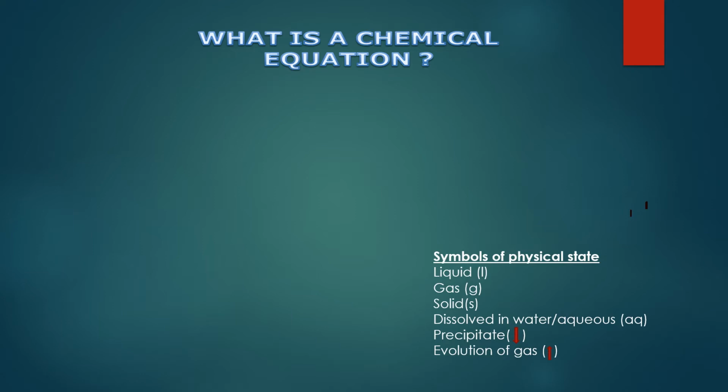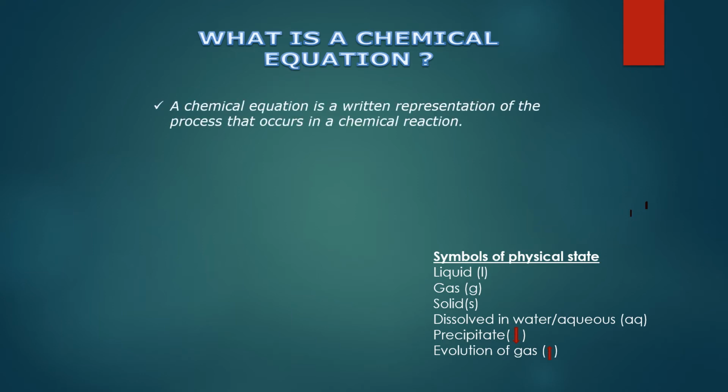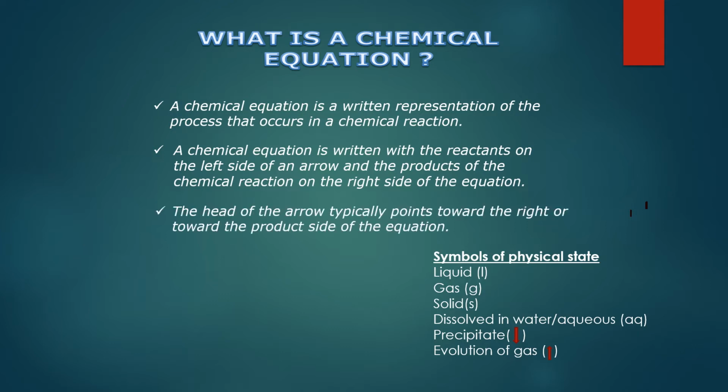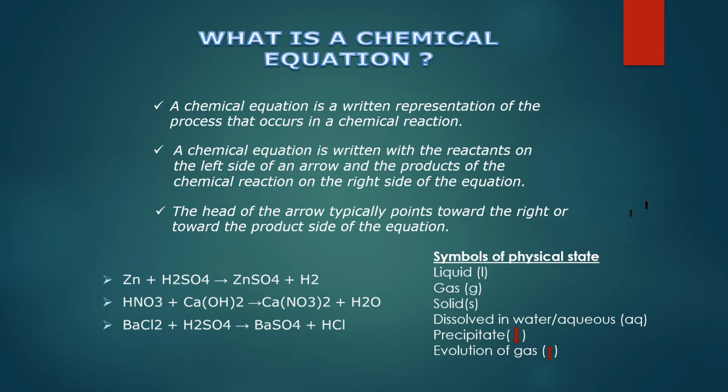Let us now look at what is a chemical equation. A chemical equation is a written representation of the process that occurs in a chemical reaction. A chemical equation is written with reactants on the left side of an arrow and products on the right side of the arrow. The head of the arrow typically points towards the right, which suggests that the chemical reaction is proceeding forward from the reactant side to the product side.